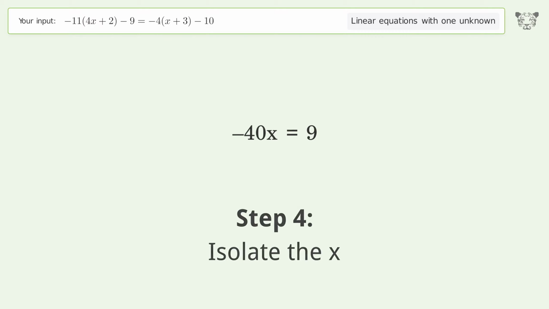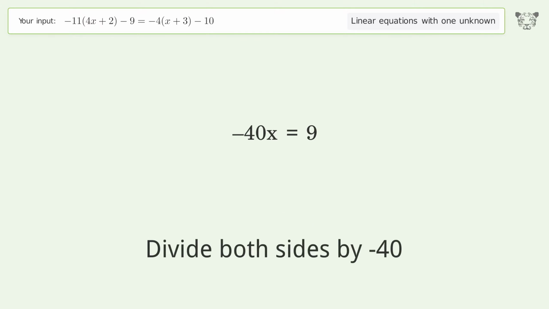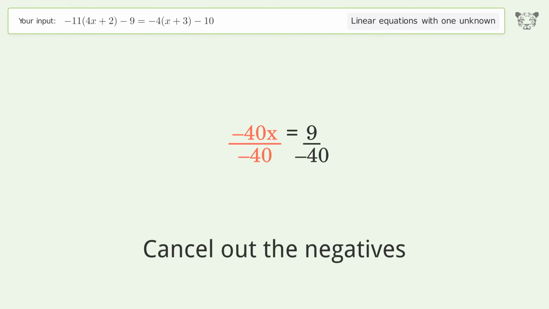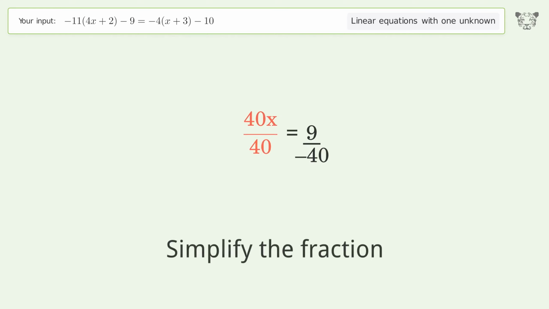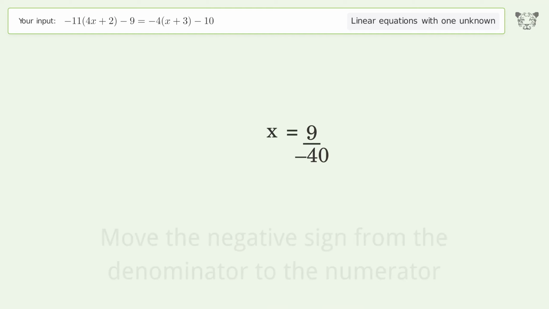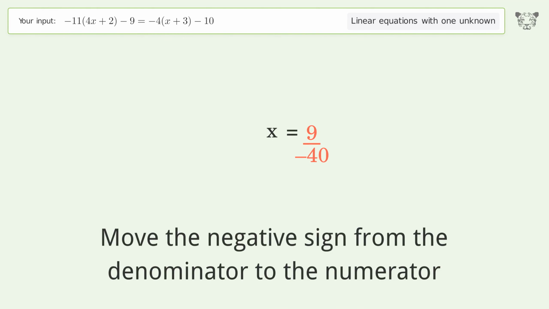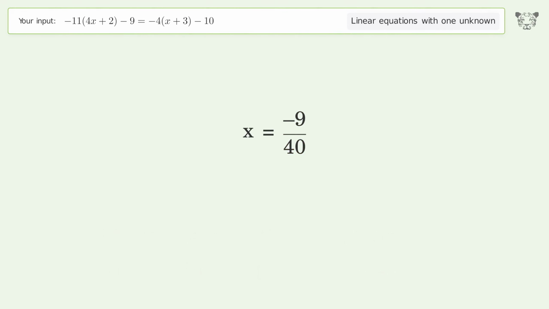Isolate the x. Divide both sides by -40. Cancel out the negatives. Simplify the fraction. Move the negative sign from the denominator to the numerator. And so the final result is x equals -9/40.